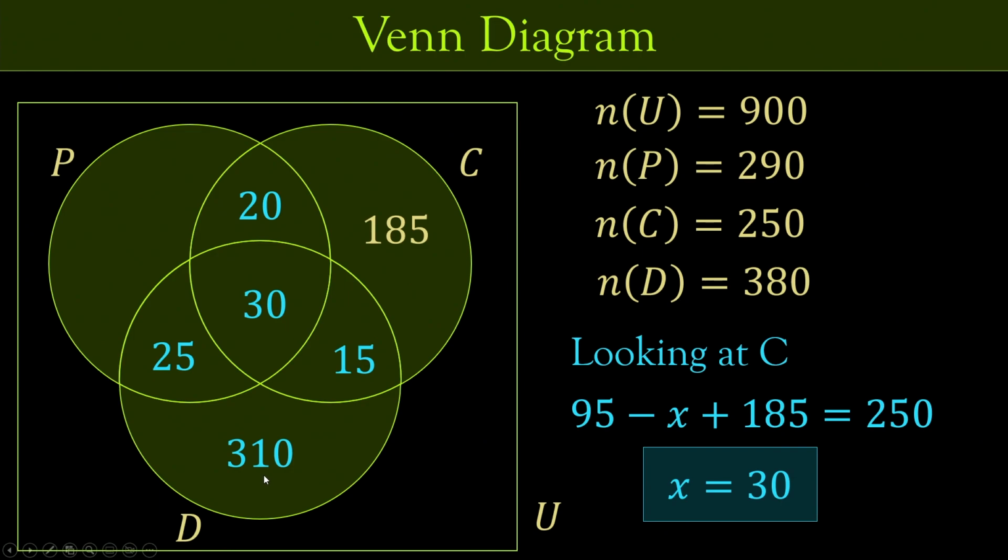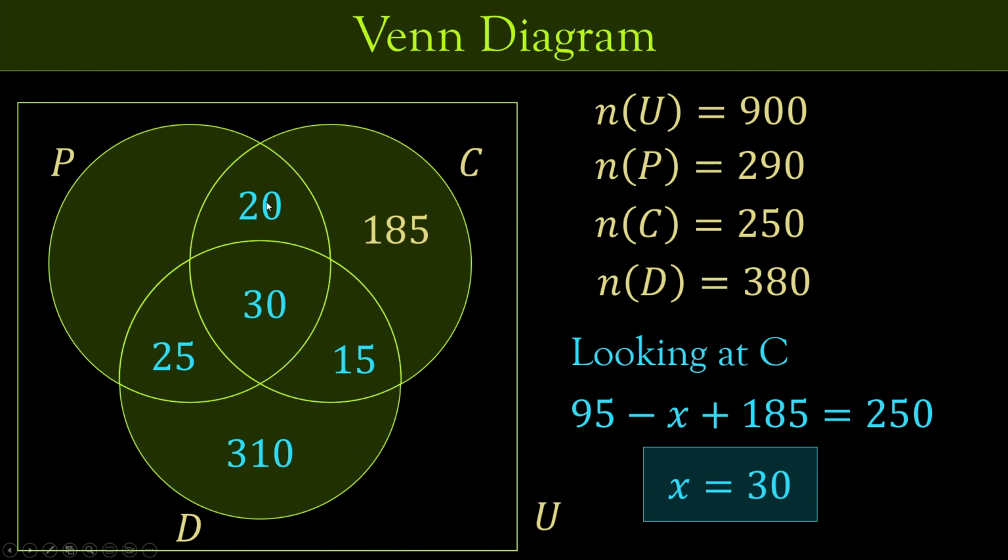Okay, with that information given to us, this region here, let me remove that for a moment. So we are saying the sum of all the elements in this region D, the circle D, should be 380. But if we add 25 and 30 and 15, so first of all, 25 plus 15 is 40, 40 plus 30 is 70, so 380 minus 70 gives me 310. So this region is 310, which is to say the number of researchers that study only diabetes must be 310.